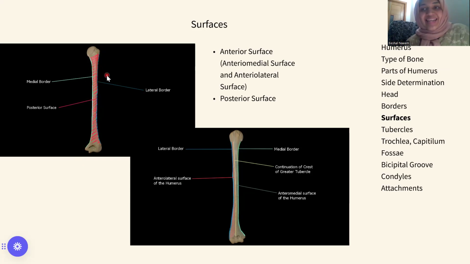And where does the posterior surface end medially? At the medial border. And the medial border was starting at the lesser tubercle and continuing all the way to the medial epicondyle. When you follow the borders on the bone, you will see that they are slightly curved from the top to the bottom, right?